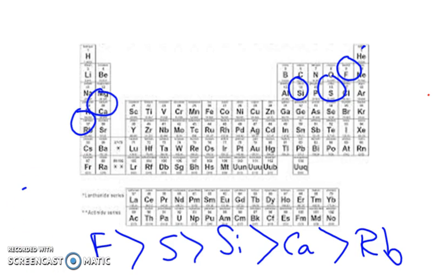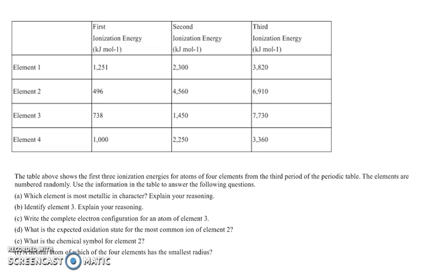So which one will lose electrons the most? Okay, the first one anyway. Well, if I'm looking at it, which one's easiest to remove the first electron? Well, it looks like to me element number 2. All right, so that would be our answer here, element 2. Why? Because it takes the least amount of energy to remove the outer electron.